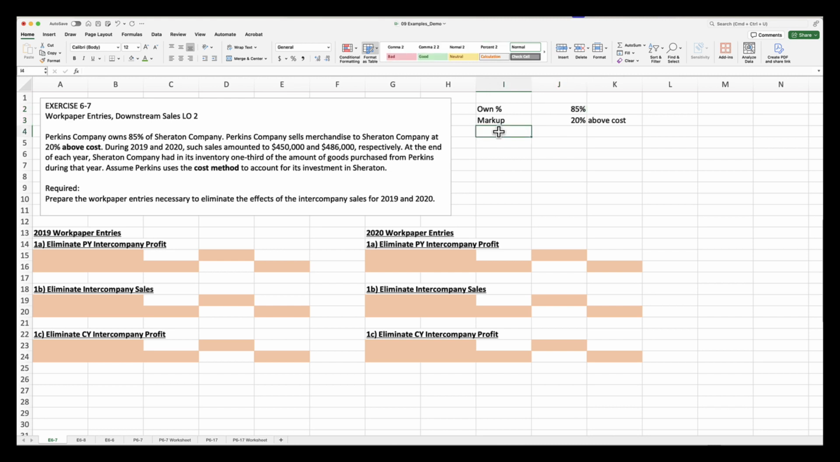Then we also have our 2019 intercompany sales and our 2020 intercompany sales. Those are $450,000 and $486,000 respectively. And these are both downstream.